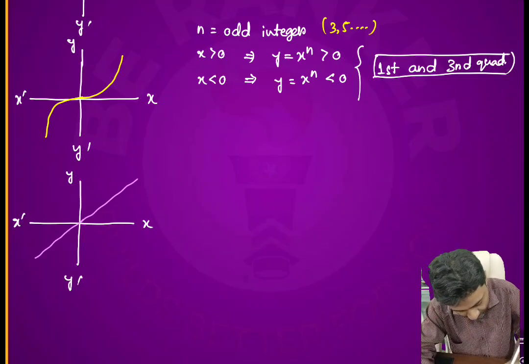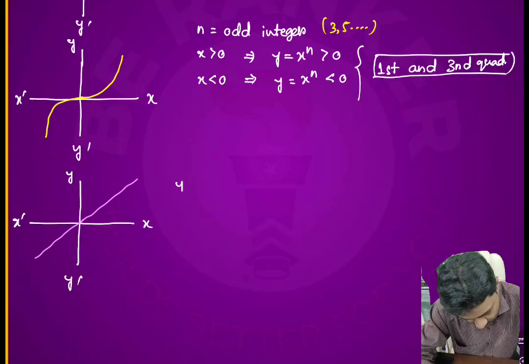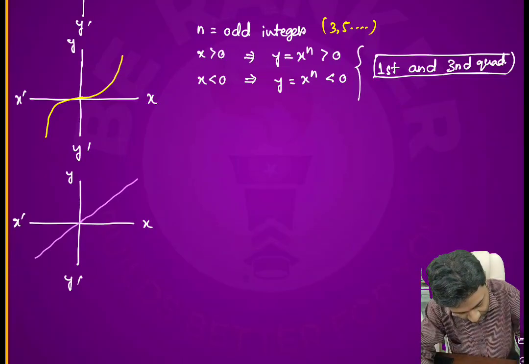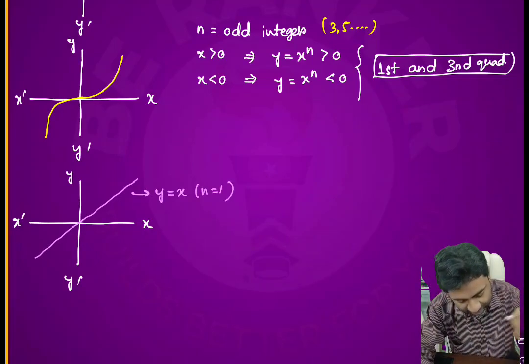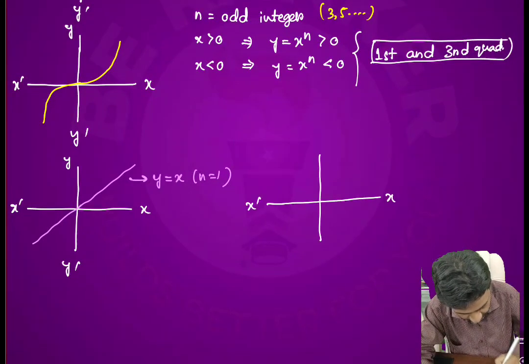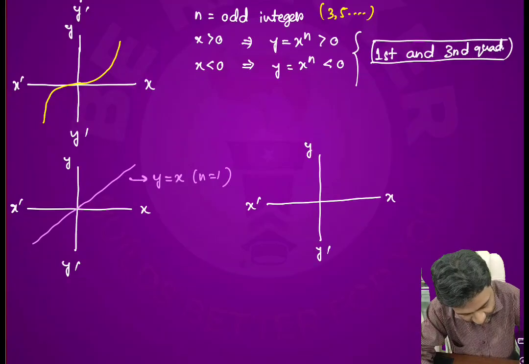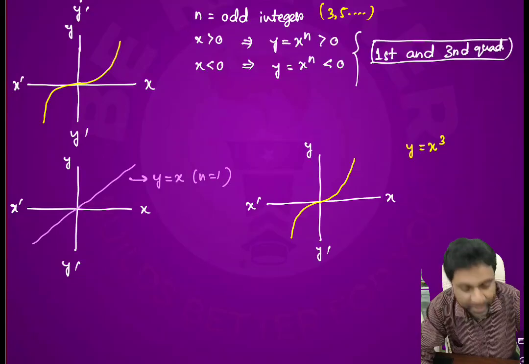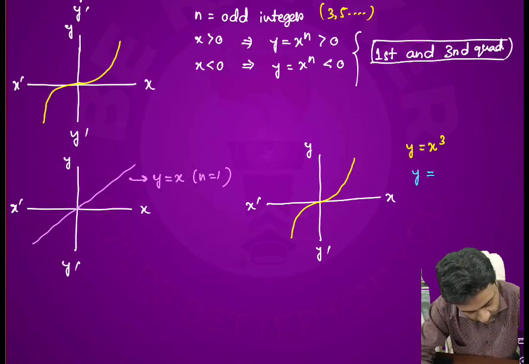X prime, y and y prime. The graph looks like this. This is the graph of y equal to x to the power n, of course, but n being 1. So you can say this is the graph for y equal to x, n being 1. But if n takes other powers, then the graph will look like this shape. Suppose we want to figure out how y equal to x cube looks like. This will be the shape for y equal to x cube.